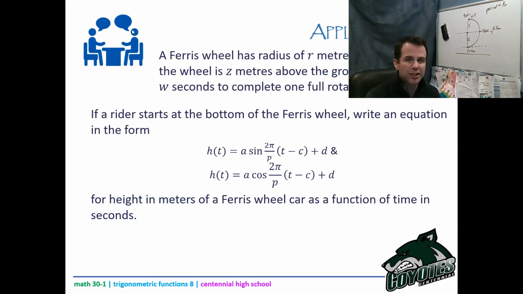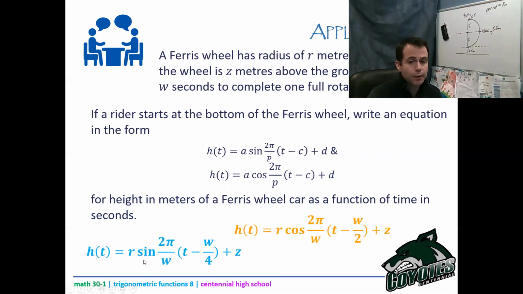So again, we're just thinking, what's our A, what's our period, what's our C, and what's our D value? Well, if I have a radius of r, I know that that's A. We are told that the center of the wheel is z meters above the ground, so that's actually my D value. And we're told it takes w seconds to complete 1 full revolution, so w is the period, so I can replace the p with w. So when I do that, the equations look like this.